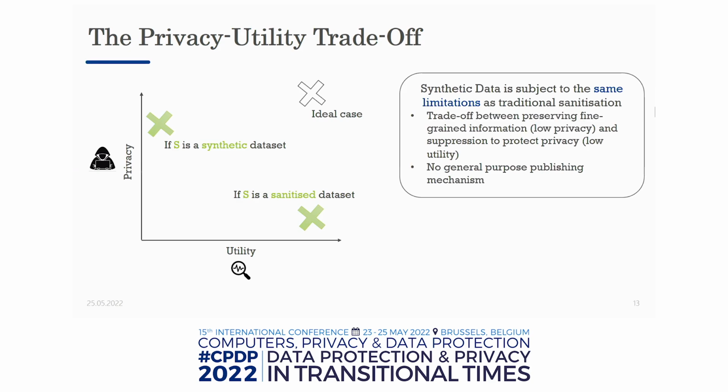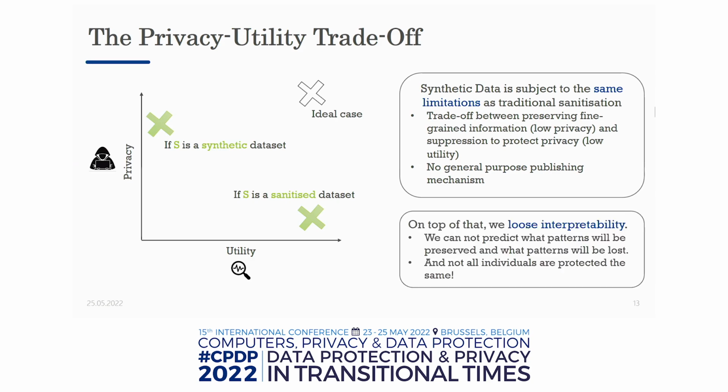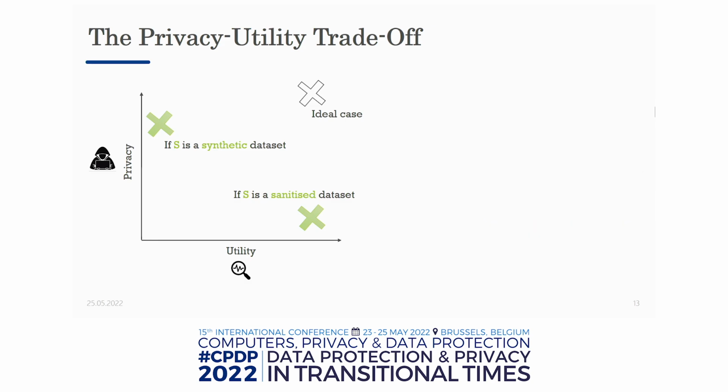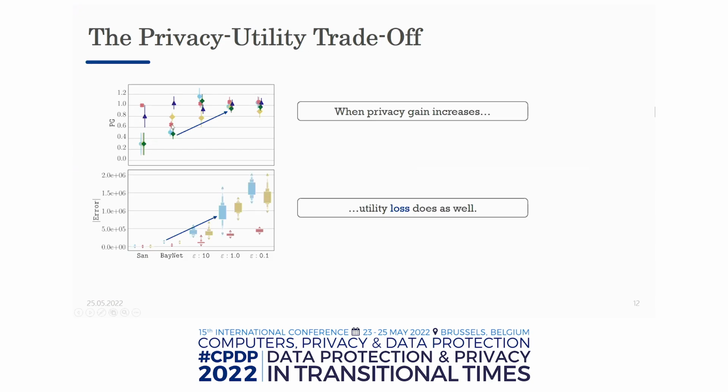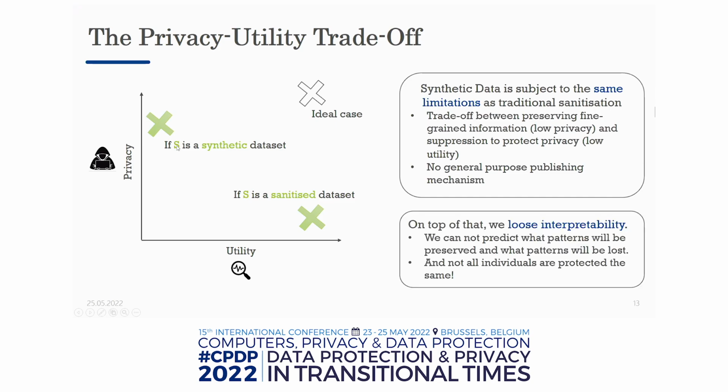And just to come back to some of the comments that have been made, first of all, we have the same limitations, right? We have the same trade-off. And this cannot become a general purpose publishing mechanism. The reason is that we have also heard that synthetic data can help you increase interpretability, for instance, but this is not really true. Like I have said many times, remember that different records receive different privacy gains. And the truth is that we cannot predict which of them will be more protected than others. And that also means that we cannot predict which patterns will be preserved by the synthetic data.